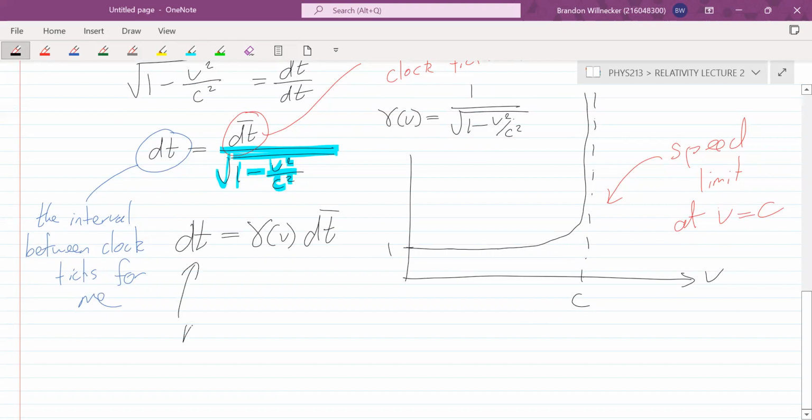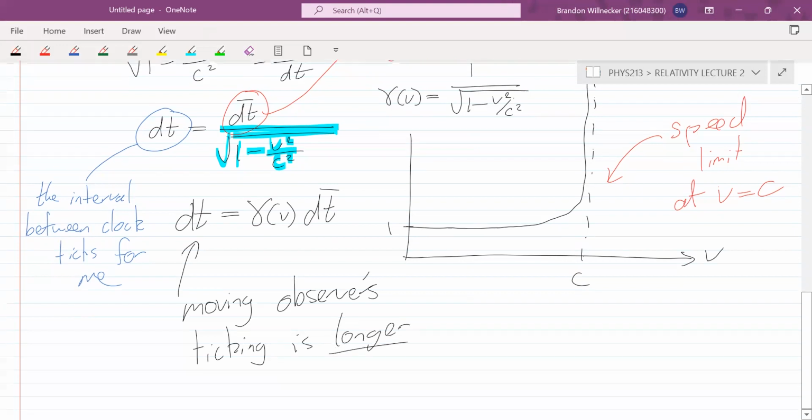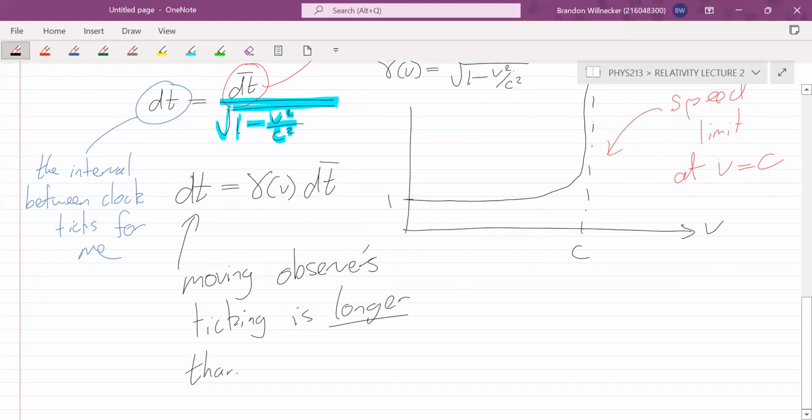So here, the moving observer's ticking is longer than the stationary one.